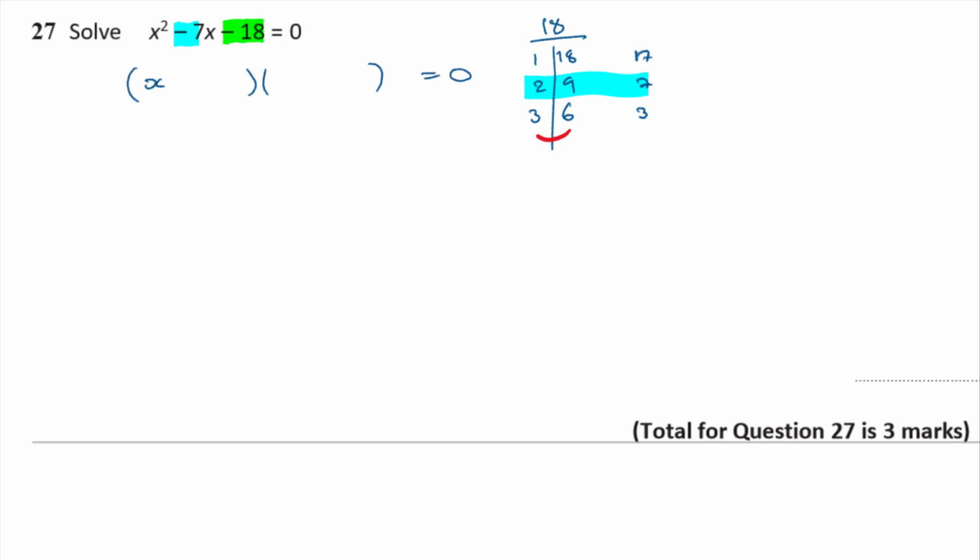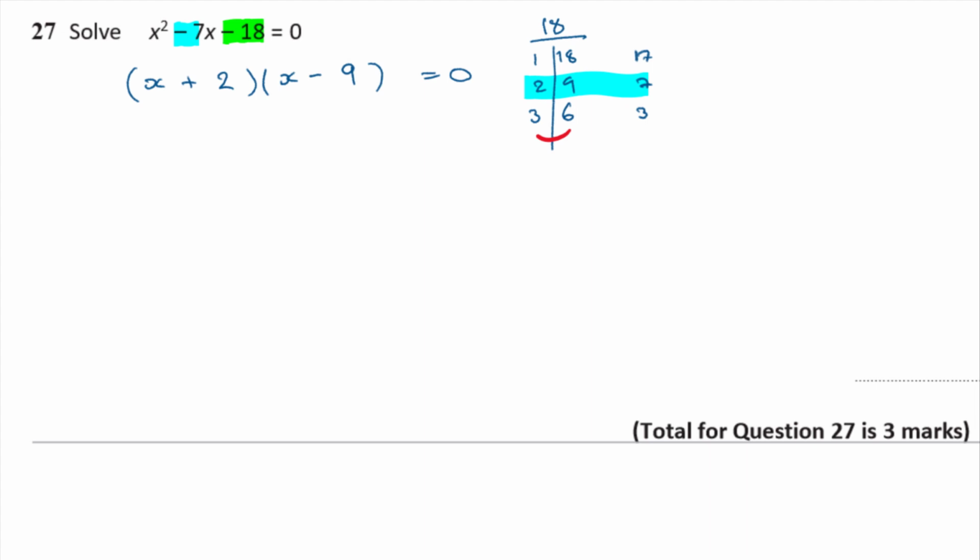Okay, I'm going to have an x and an x. I'm going to have a 2 and a 9. One's going to be plus and one's going to be minus because I've got a negative number at the end, and I've got a negative number in the middle, which means the larger one of my two pairs has to be the negative one. So that has to be the 9 and that has to be the 2 there. Okay, so I've got x plus 2, x minus 9 is equal to 0.